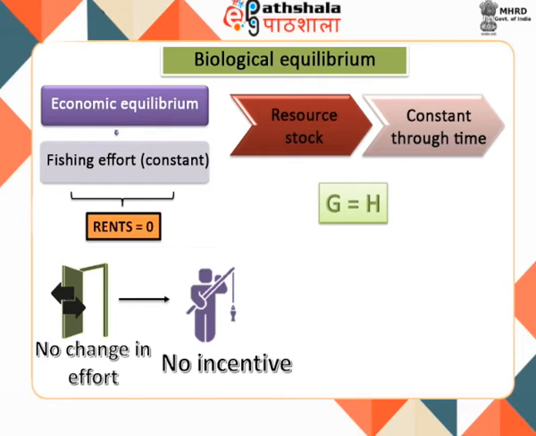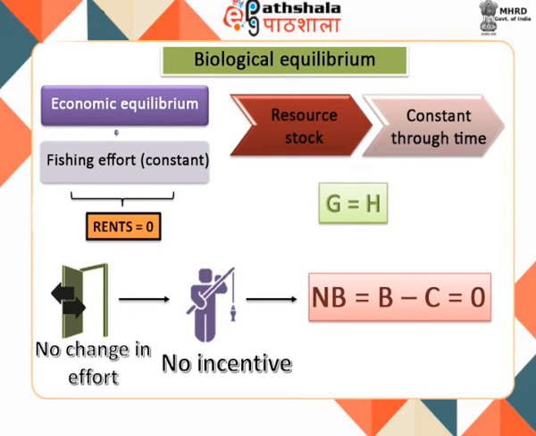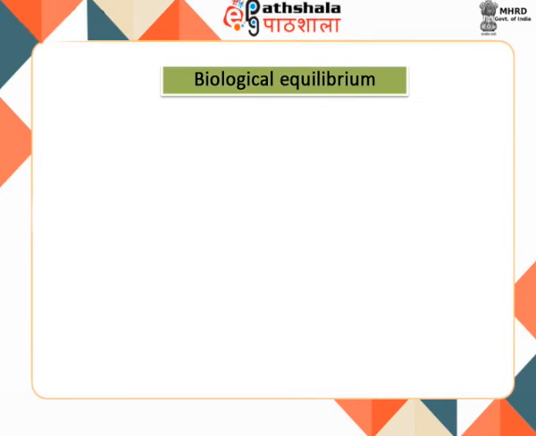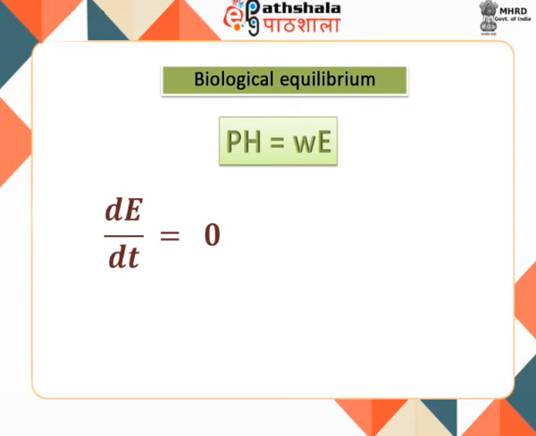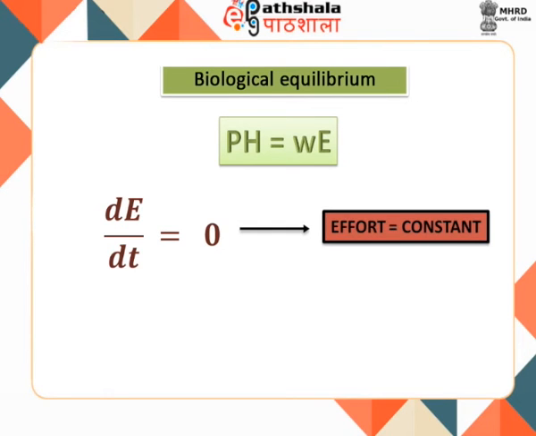We express this by the equation NB equals B minus C equals 0, which implies, under our assumptions, that pH equals WE. Notice that when the condition pH equals WE is satisfied, dE upon dt equals 0, and so effort is constant at its equilibrium or steady state level, E equals E star.